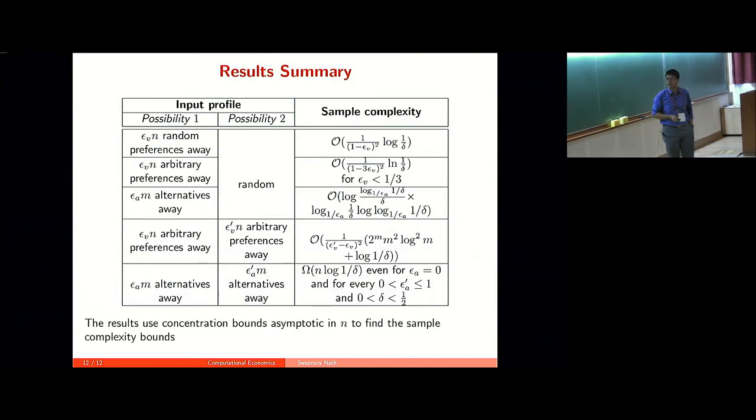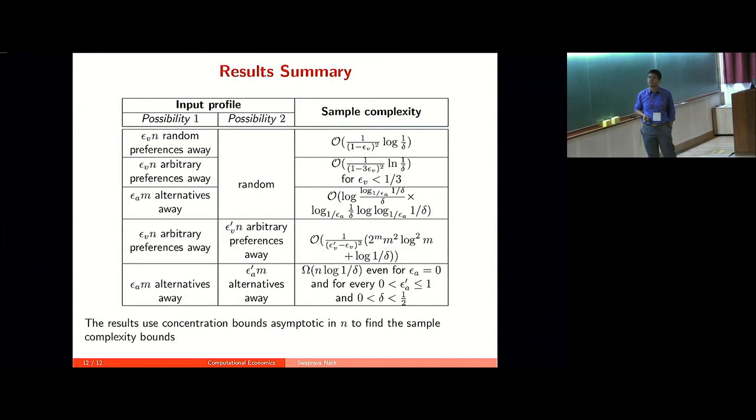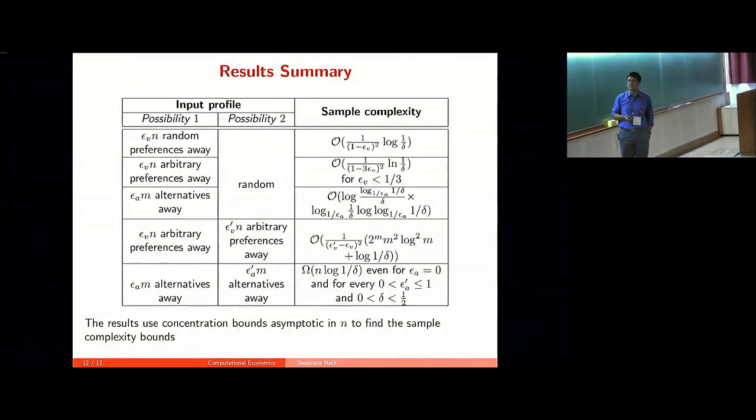Okay, so let's stop at that point. This essentially uses concentration bounds, which are asymptotic in n, to find all these results.